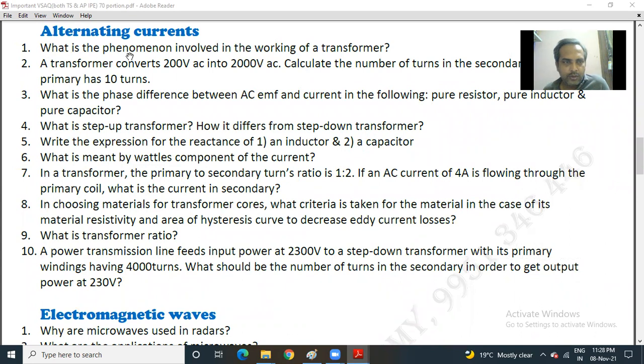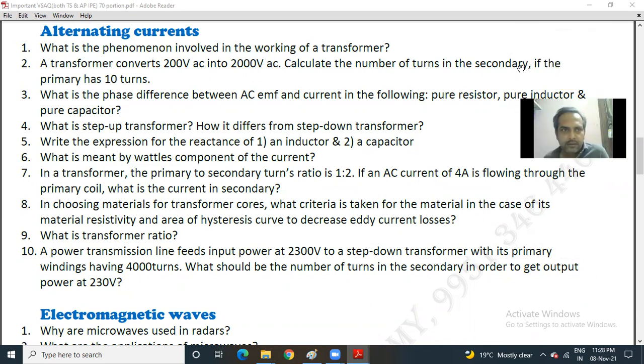First, what is the phenomenon involved in the working of a transformer? Question number 2, a transformer converts 200 volts AC into 2000 volts AC. Calculate the number of turns in the secondary if the primary has 10 turns.